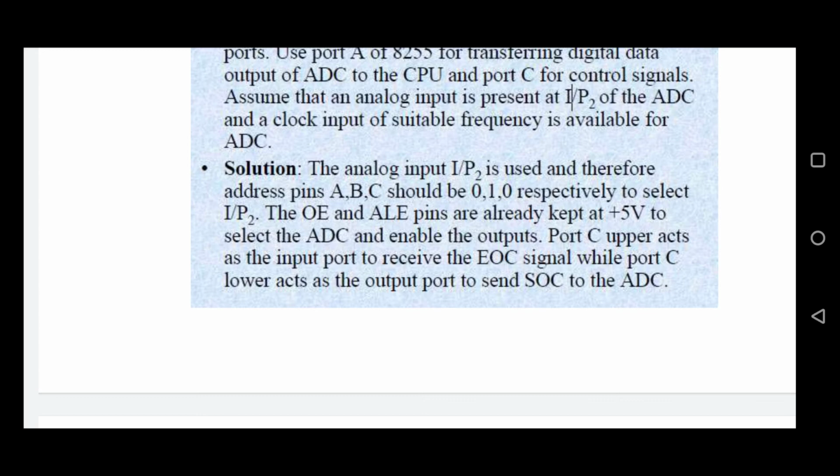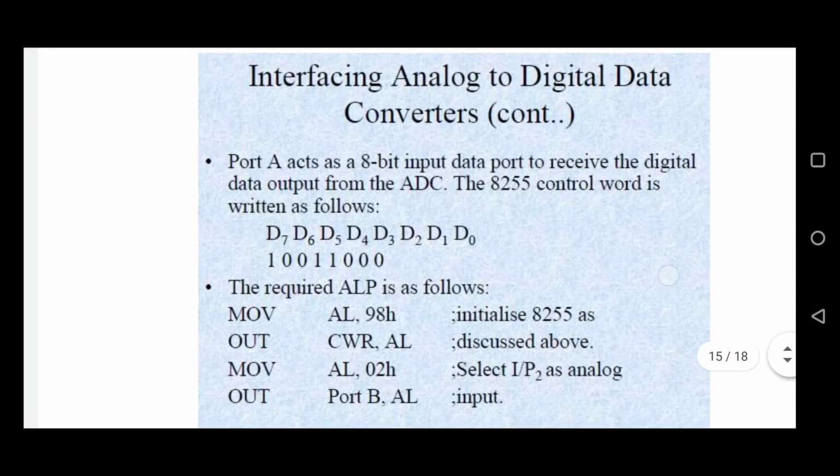Port C upper acts as the input port to receive the EOC signal from the ADC, and port C lower acts as the output port to send the SOC signal to the ADC. Port A acts as the 8-bit input port, and the control word must be given as D7 to D0, that is 1001 and 1000.